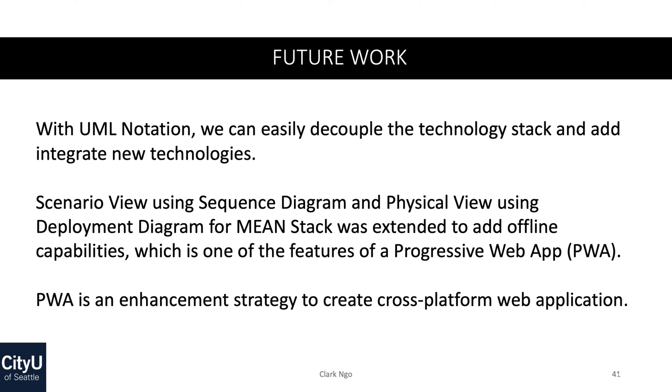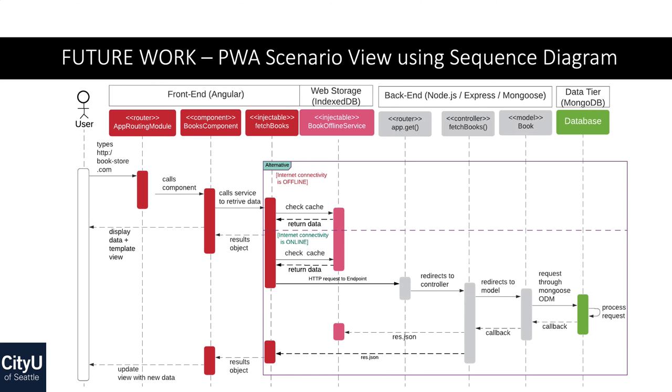For the future work, with the use of UML notation, you can just add or delete some of the technology stack, and it's easy to extend. We use the scenario view using the sequence diagram and the physical view using the deployment diagram for MeanStack, and extend that with offline capabilities, which is one of the features of progressive web app, or PWA. PWA is an enhancement strategy to create cross-platform web applications.